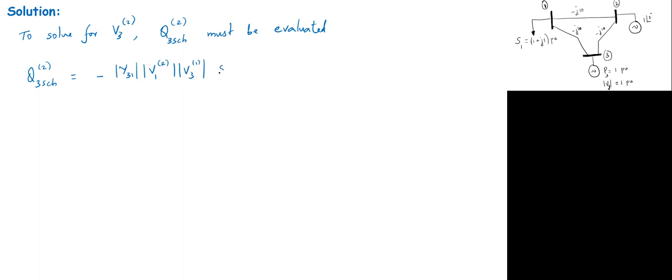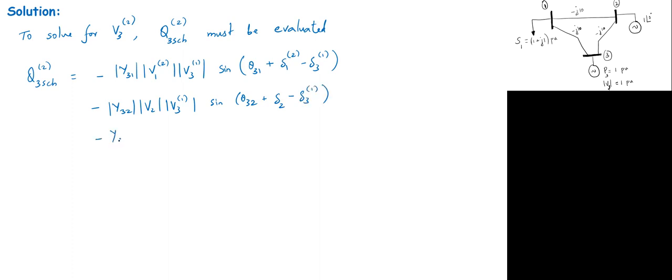V3 of 1 sine of (theta 31 plus delta 1 of 2 minus delta 3 of 1), minus Y32 V2 V3 of 1 sine of (theta 32 plus delta 2 minus delta 3 of 1), minus Y33 magnitude V3 of 1 times V3 of 1 magnitude sine theta 33 only, because delta 3 of 1 minus delta 3 of 1 will cancel each other out. This is the expression we need to use to solve for the reactive power scheduled at bus 3 for the second iteration.